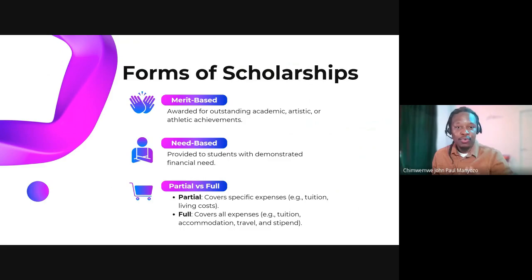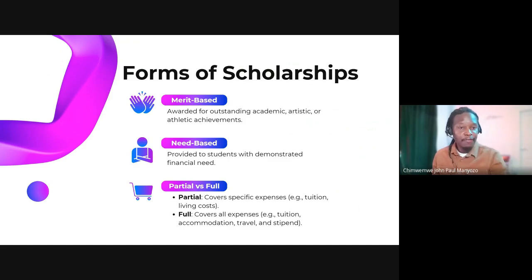Then there are partial and full scholarships. With partial scholarships, they cover specific expenses. So you get money that maybe is just going to provide for your living expenses, or they're going to just pay for tuition, but they're not going to cover the other bits. And that's also something that you have to be aware of. And then there are full scholarships. These will cover everything. They'll cover tuition, accommodation, travel, and a stipend that you get every other month.